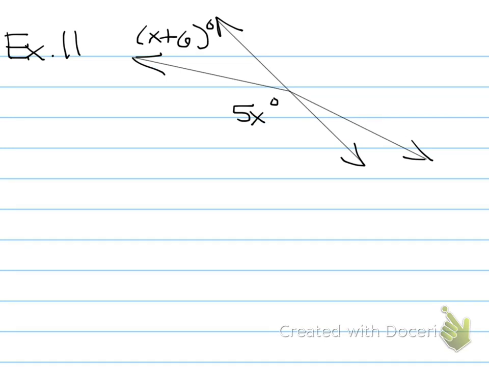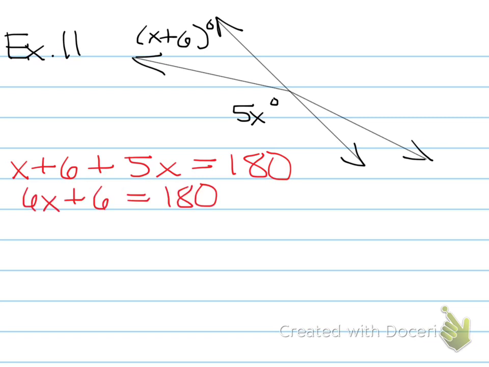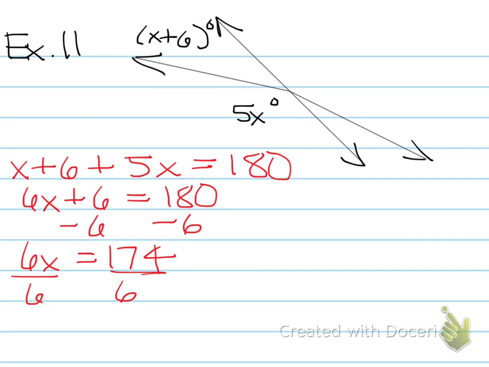Now these two angles form a linear pair. They're adjacent, and their non-common sides form a straight line. So I'm going to add them up and set them equal to 180. When I combine the like terms, x plus 5x is 6x. Subtract 6 from both sides. I get 6x equals 174. Divide both sides by 6. And x equals 29.